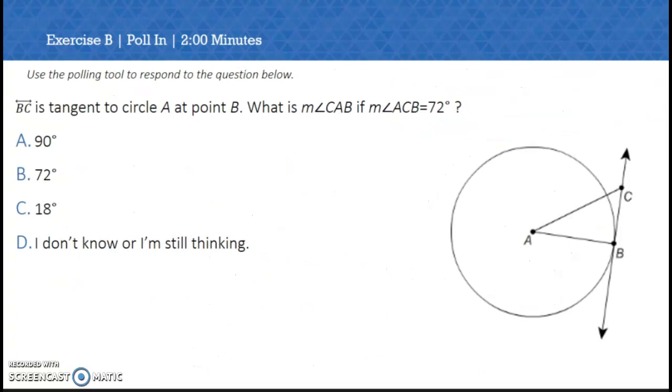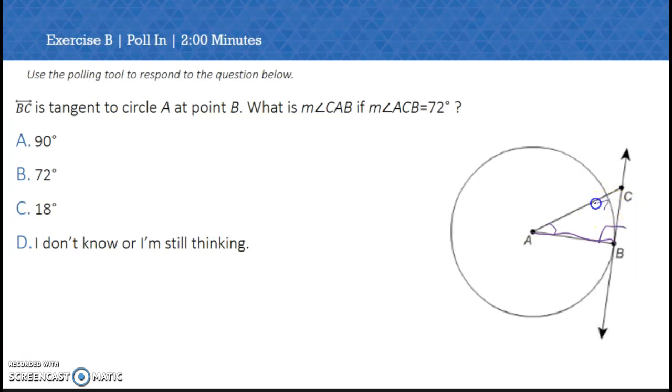Let's look at another example. This tells us that line BC is tangent to circle A at point B. So we know that it's tangent at point B. Notice we have a radius drawn out to that tangent line. So that means right there that that's a right angle based on that theorem that we just looked at. And the question is asking us, what is the measure of angle CAB, right here, if we already know the measure of angle ACB is 72?